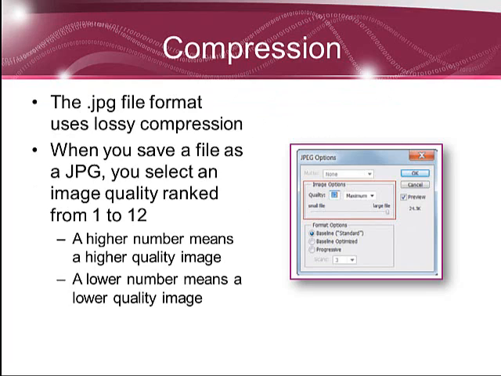The JPEG file format uses lossy compression, which deletes or changes pixels when saving. When you save a file as a JPEG, you select an image quality ranked from 1 to 12. A higher number means a higher quality image and a larger file size. A lower number means a lower quality image and a smaller file size.